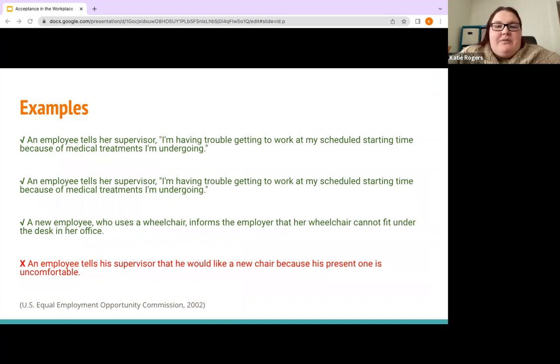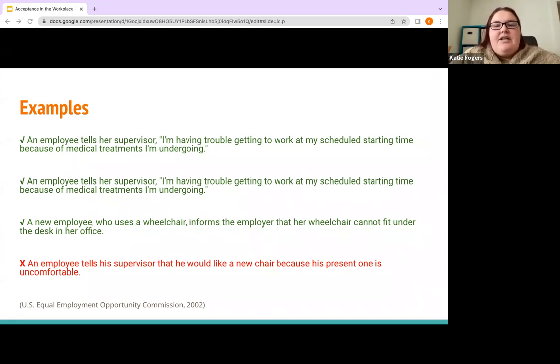So here are some examples. The first example, I'm having trouble getting to work at my scheduled start time because of medical treatments I'm undergoing. This is actually a request for a reasonable accommodation. So the person is having trouble getting into work, they're undergoing medical treatment, the employer would have to find an alternative for them. The second one says, an employee tells his supervisor, I need 6 weeks off to get treatment for a back problem. This is a request for a reasonable accommodation. Again, the employee would need to exhaust paid leave and then be eligible for unpaid leave, but they would be eligible for that 6 weeks off for treatment for a back problem.